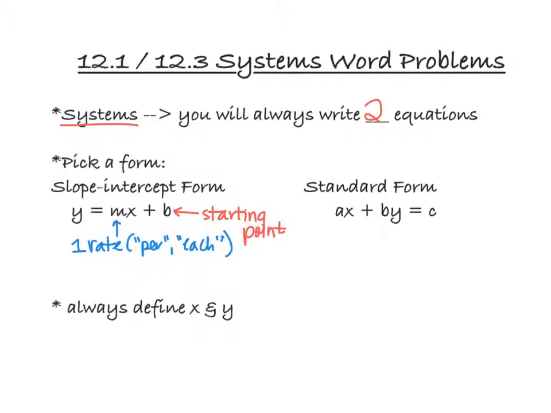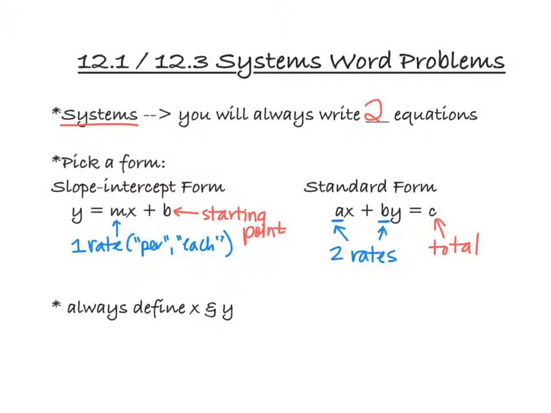Standard form is going to happen when we are given two rates. Notice we have two different numbers that go with the variables. So in standard form, we have two rates for two different items or two different factors, and then we also have a total. All right, so just kind of keep those things in mind. That's how I'm going to know which form to use.